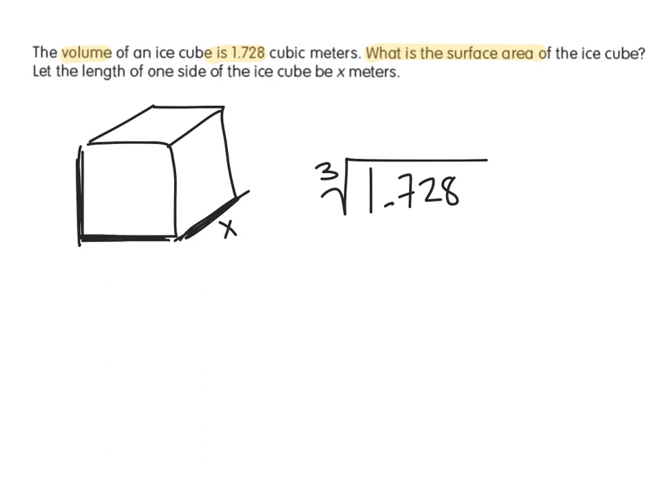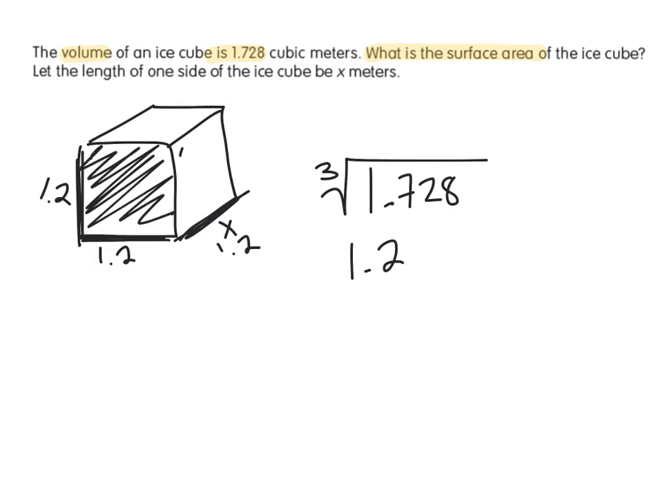We're going to take the cube root of 1.728 and we get 1.2. That means that each side of our cube is 1.2 meters long. Now the question is asking for the surface area. To find the surface area of a cube, you add together all of the areas of the surfaces. So this is a surface, we need to find the area. This is a surface, we need to find the area. This is a surface, we need to find the area.